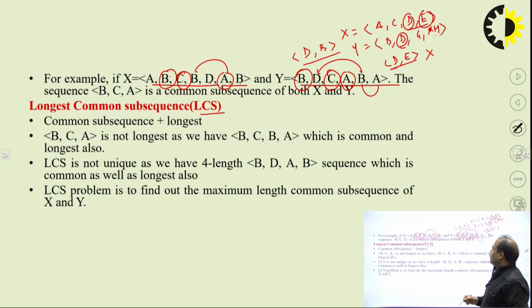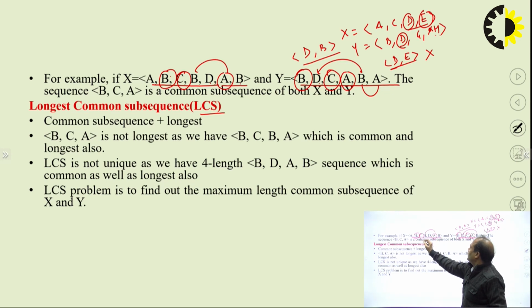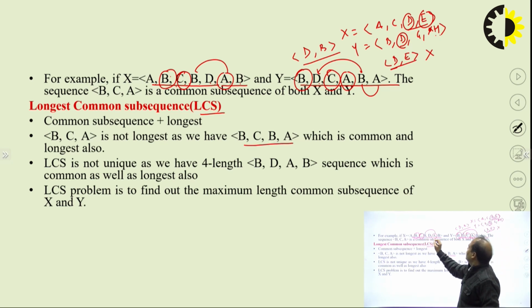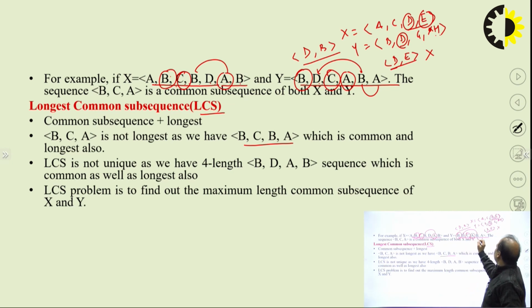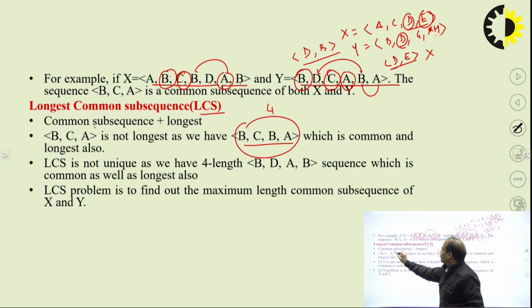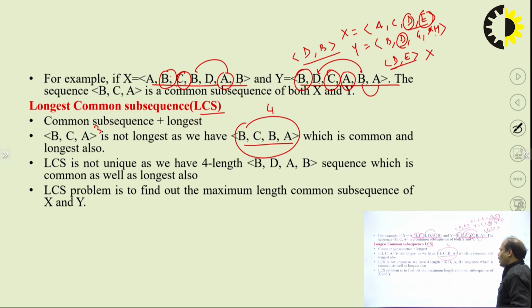So you see here, BCA was a subsequence, but BCA is not the longest, because we can say BCBA. And BCBA is the longest, right? Because its length is 4 and BCA's length was 3. So that means BCA is not the longest. This is the longest. It is not necessary that the longest common subsequence is only one.